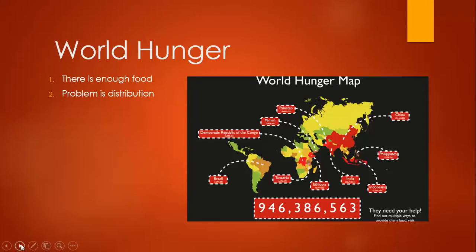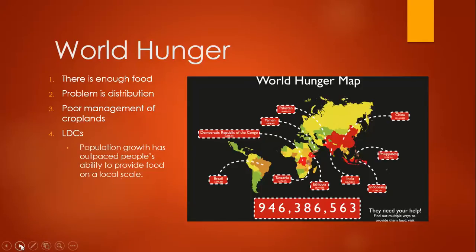In more economically developed countries, or MDCs, people have far more food available than they need. In fact, much of it goes to waste. In less economically developed countries, there's often a severe shortage of staples like rice and grain. Poor management of croplands certainly leads to the loss of arable land as soil fertility is diminished. And in many LDCs, the population growth has outpaced the people's ability to provide food on a local scale. It's made even worse by the fact that extreme poverty is also very common.